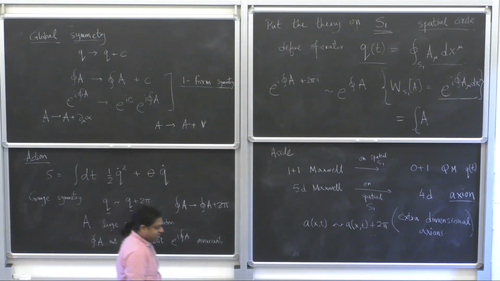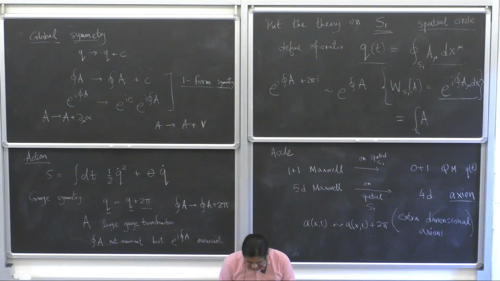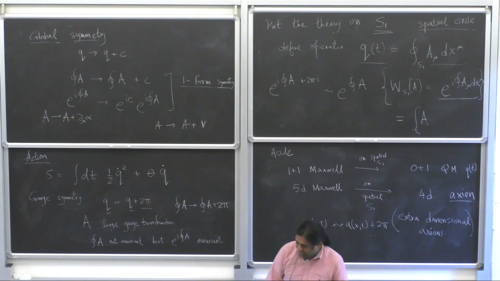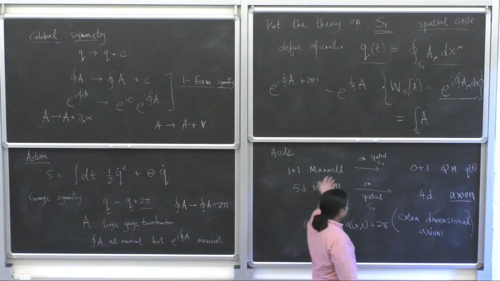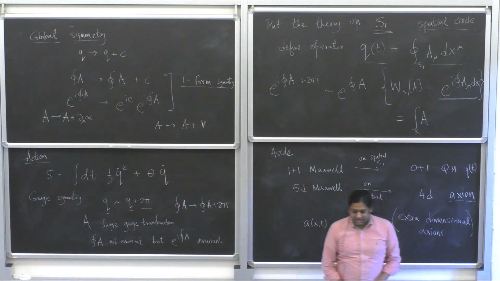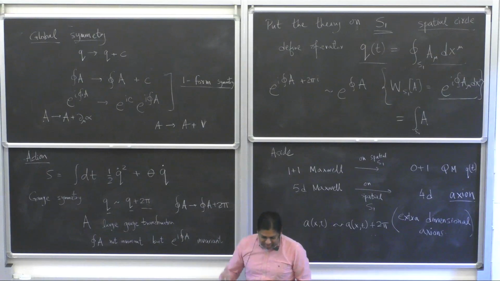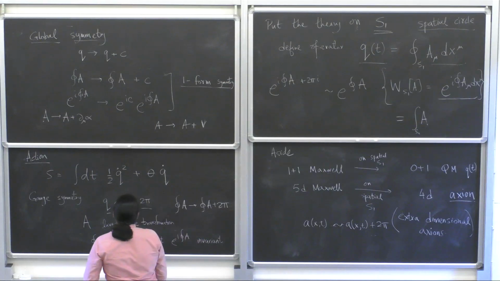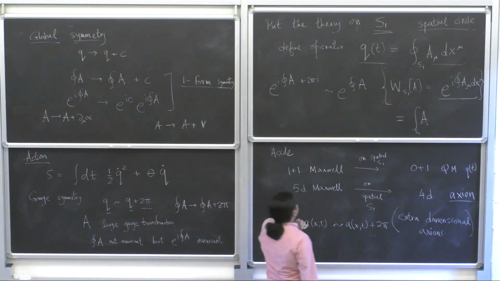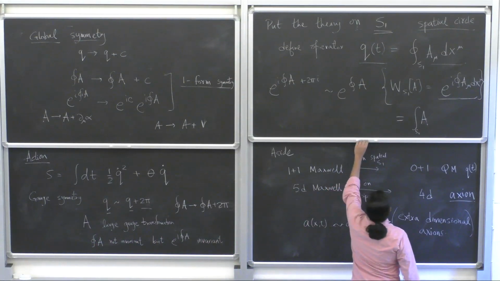So 1 plus 1 dimensional Maxwell is exactly the same as the particle in a circle, and in particular the theta angle and the physics of the theta angle that we described for the particle in a circle is exactly the theta angle for this gauge theory. So our toy example is not that toy of an example. There's another interesting system for which the particle in a circle is the appropriate description.